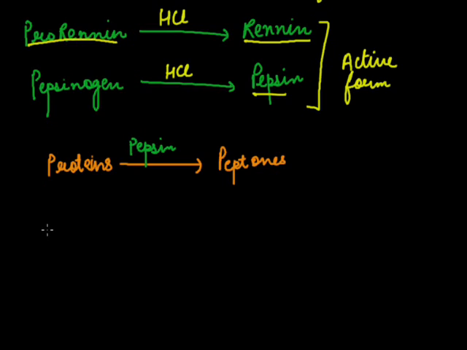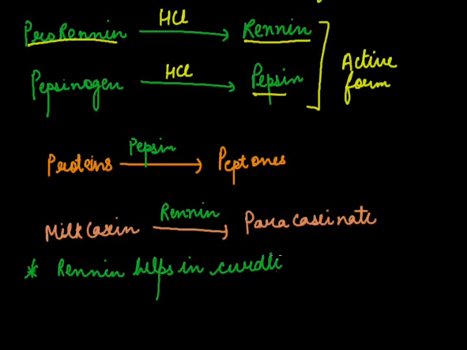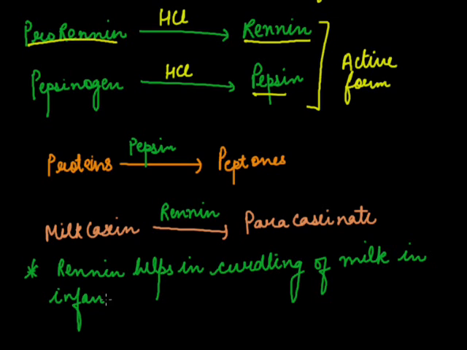It converts milk casein to paracasinate. This is the function of renin. So renin helps in curdling of milk in infants and old aged people.